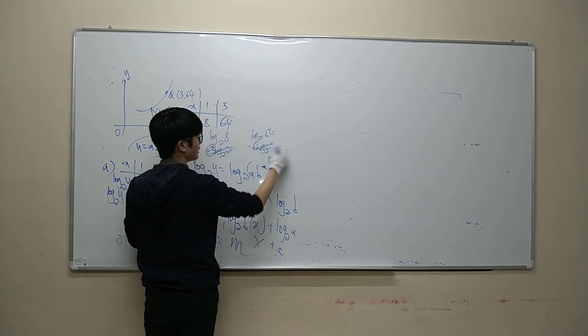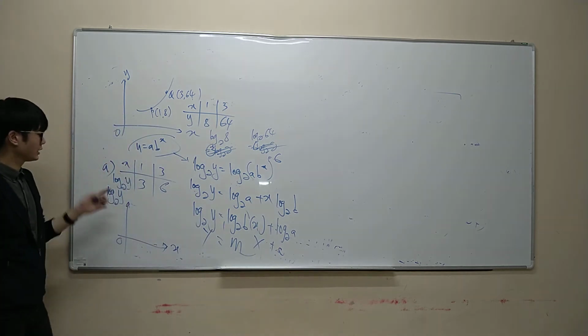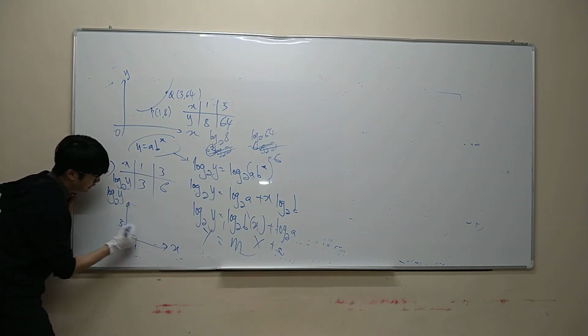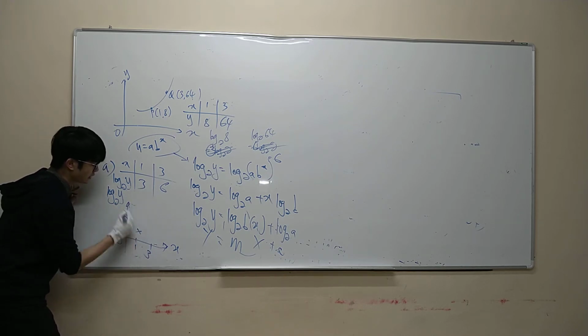So we just have 6, because log 2 is 1. So that's how you get 3 and 6. Alright, 1, 3. Alright, done. 3, 6. Alright, done. Wait a moment.